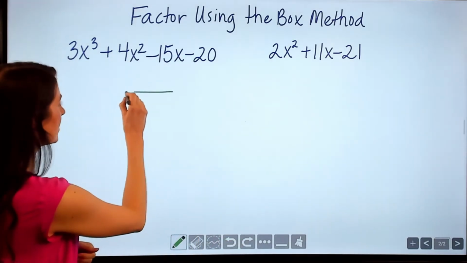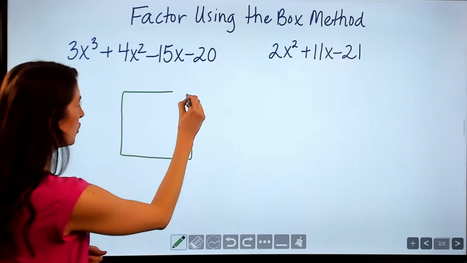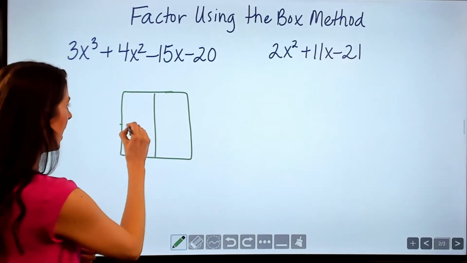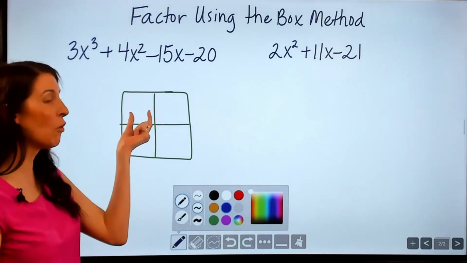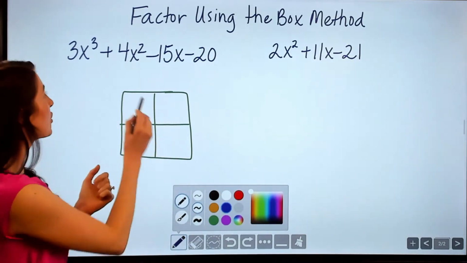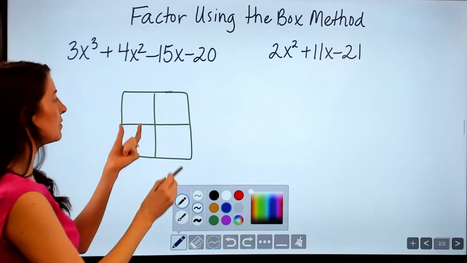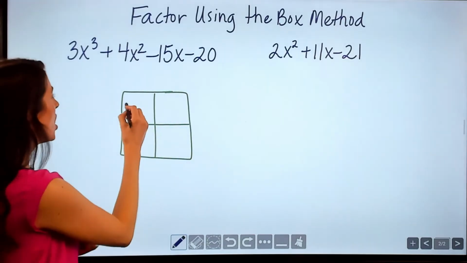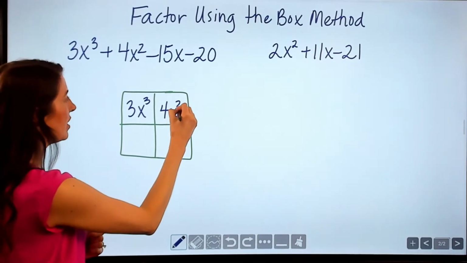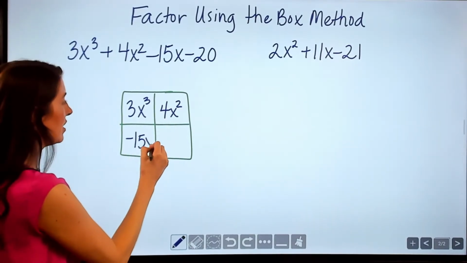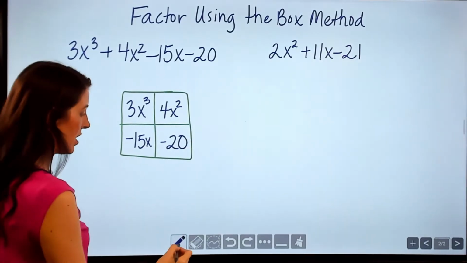Alright, so starting with the polynomial that has 4 terms, the thing that you'd want to do is you'd first want to set up your 2 by 2 box. And then if we have 4 terms, it's perfect because then we have 4 regions right here, and you're going to place these 4 terms in each of these regions. So I would have 3x cubed here, 4x squared here, negative 15x here, and a negative 20 here.